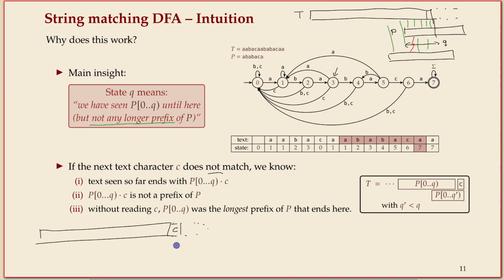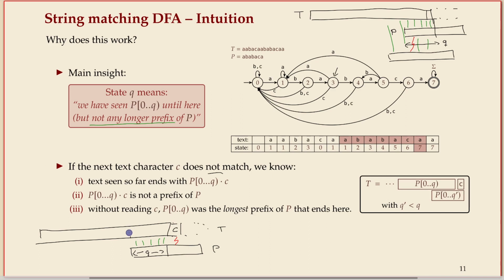Let me draw it so I can draw the green things in between. This is the pattern. And then we had matches up to that position, but then a mismatch with C. And this here is the first Q characters. That's the situation we're in. And now the argument is, all we need to know is in this prefix of P.